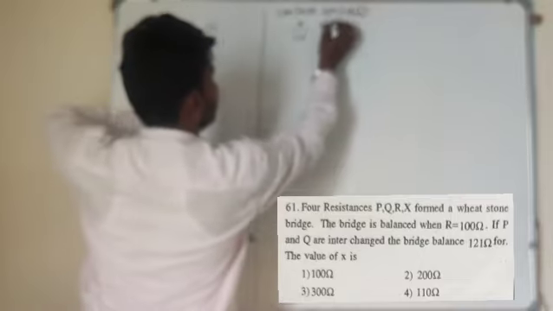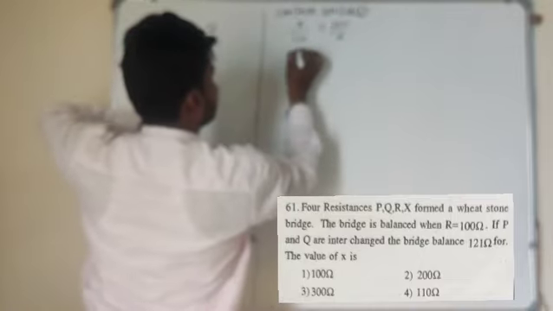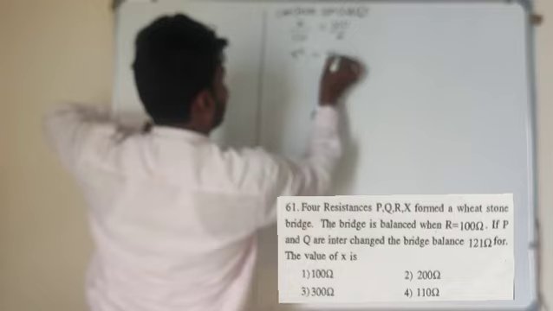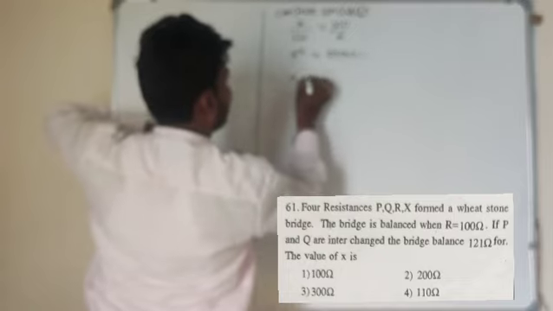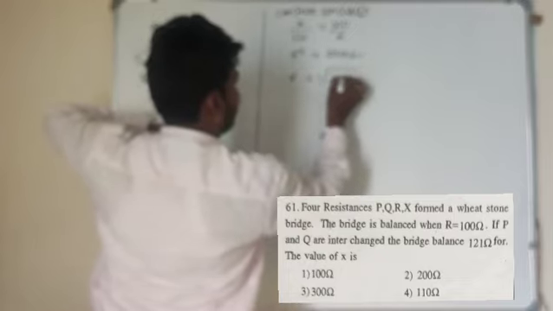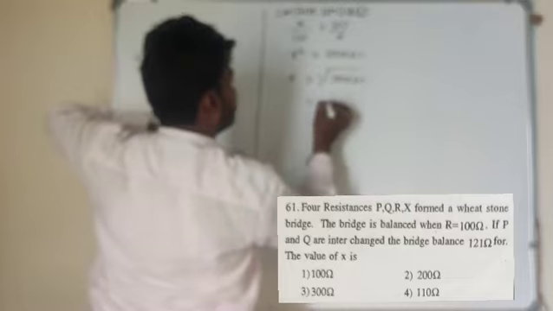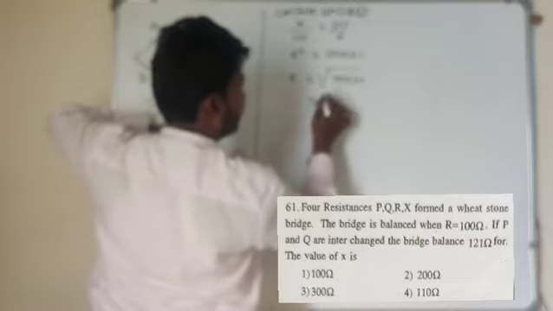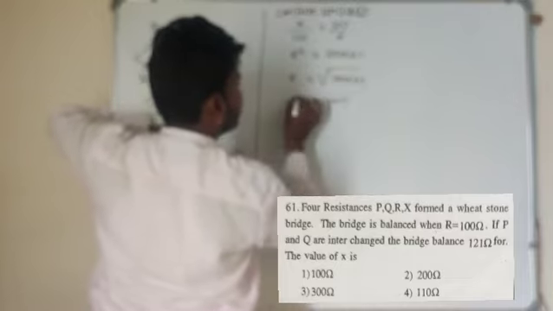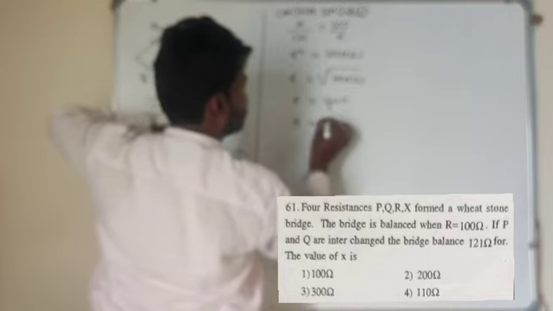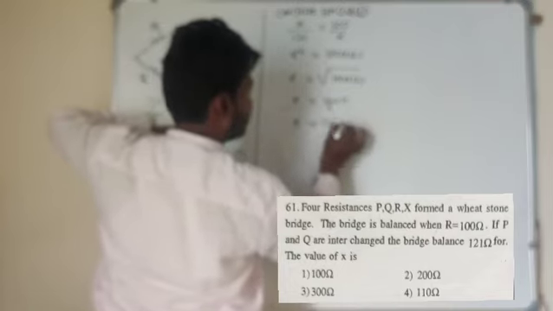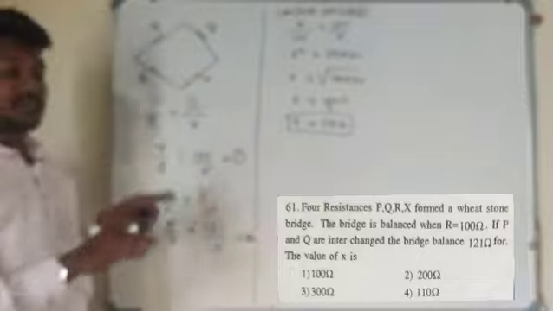X divided by 121 is equal to 100 by X. X into X, X square, is equal to 100 into 121. X is equal to square root of 100 into 121. Square root of 100 means what? 10 here. Square root of 121 means what? 11 here. So shall I take this one as 110 ohm? What's the value of X here? Value of X is 110 ohm.